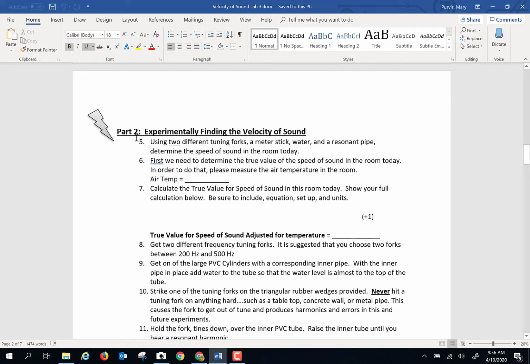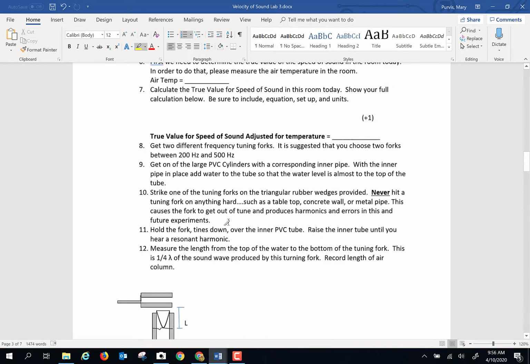This is the experimental part of the lab. I'm very sad we can't do this in person because this is a cool lab. This lab involves finding the velocity of sound using a tuning fork and using a ruler. So a tuning fork and a ruler or a meter stick to measure the speed of sound, pretty cool stuff. First thing you're going to do is calculate the true speed of sound using the air temperature. You can do that right on this page here.